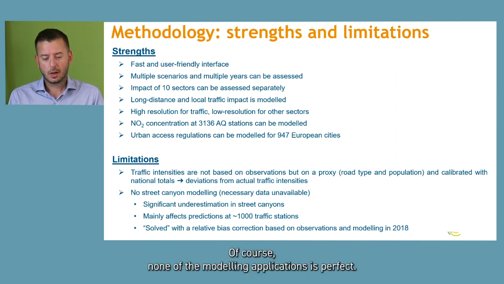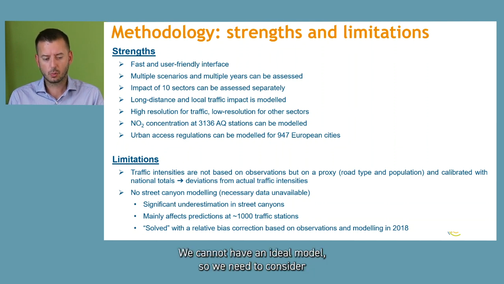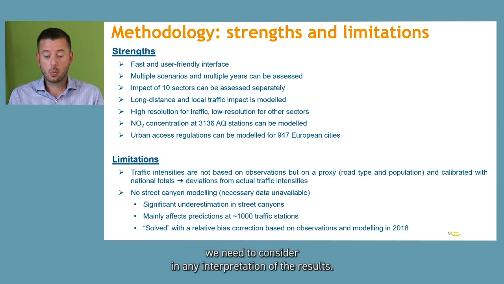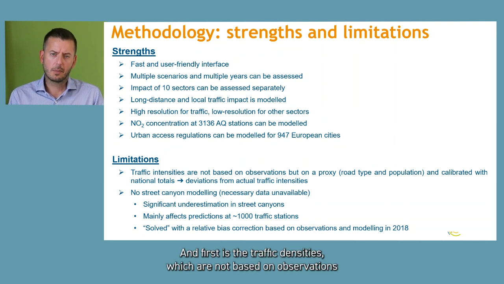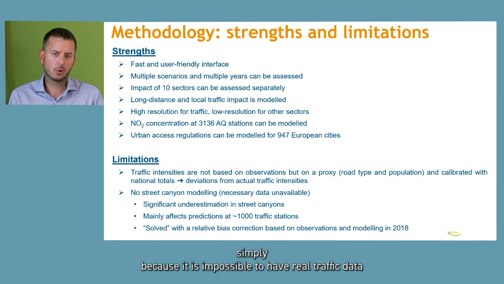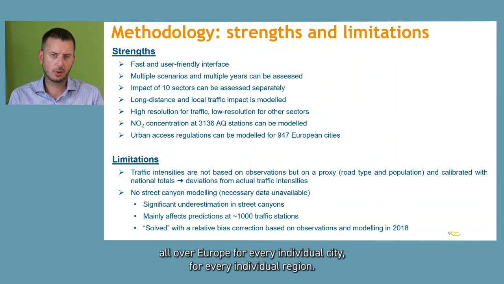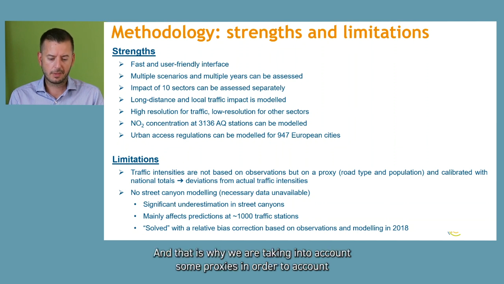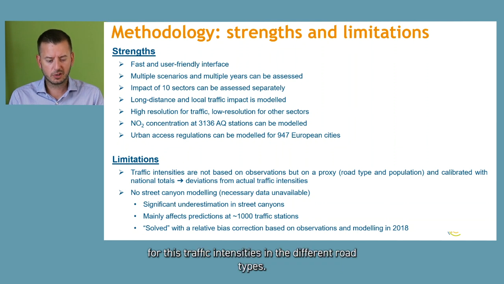Of course, none of the modeling applications is perfect. We cannot have an ideal model, so we need to consider that there are also limitations, things that we need to consider in any interpretation of the results. First is the traffic densities, which are not based on observations, simply because it's impossible to have real traffic data all over Europe for every individual city, for every individual region, and that's why we are taking into account some proxies in order to account for these traffic densities in the different road types.